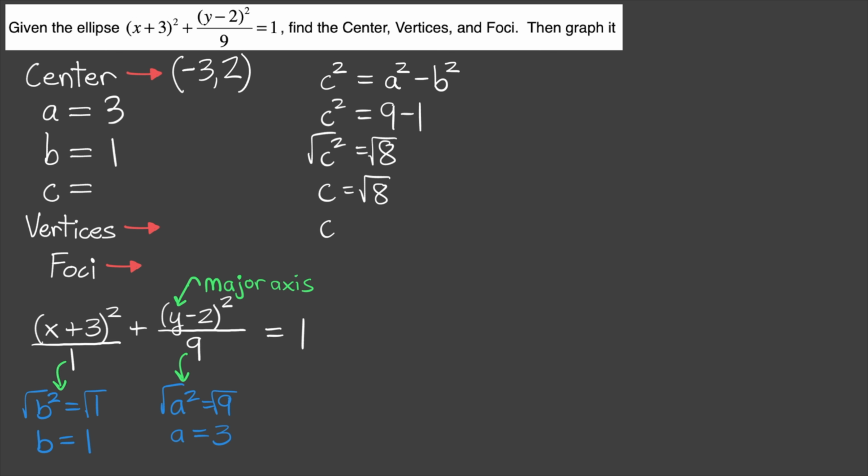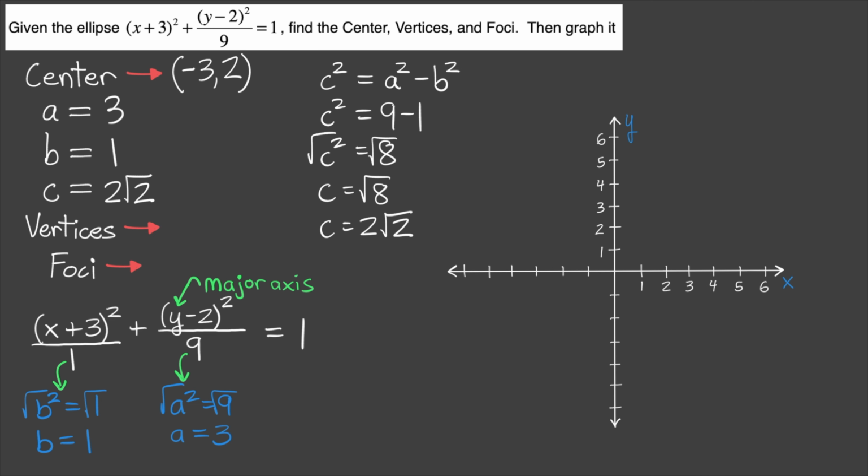But the square root of 8, if we break it down, is 2√2. So I'll write that here for c. So now we know our c value. Okay, so to find the vertices and foci, you can get those right now, but I'm going to get those from graphing our center and ABCs.